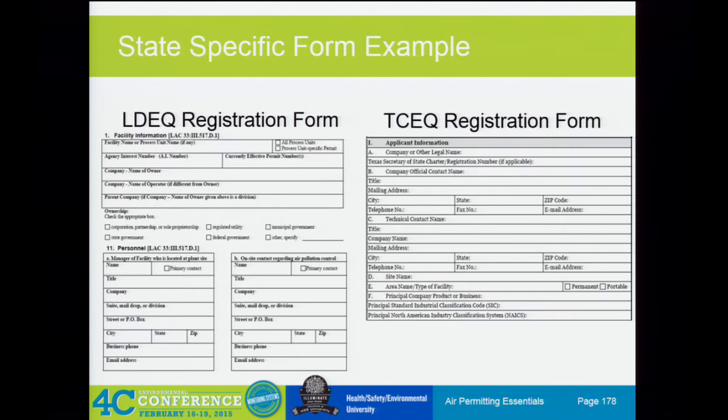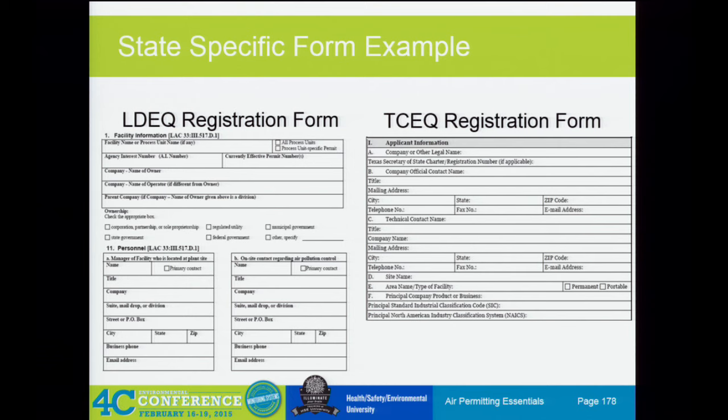And this is an example of forms. This is the Texas registration form, and this is the LDEQ registration form. And it's basically the same stuff. It's facility identification information and personal contact information. So it's like, what facility is this? Where is the facility? Where is it located? How do you get to it?